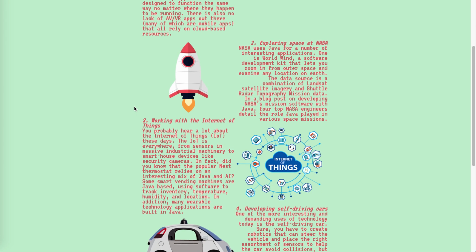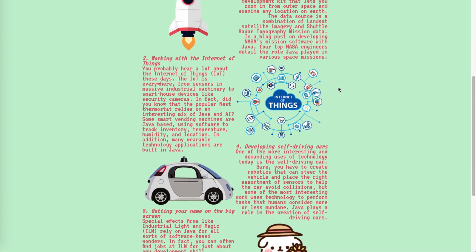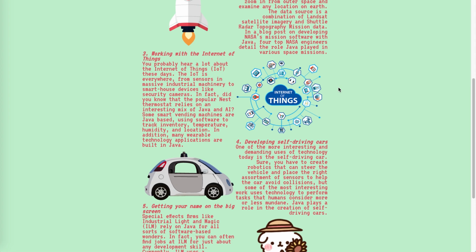Exploring space at NASA. So NASA uses Java for a number of interesting applications. One is Whirlwind, which is a software development kit that lets you zoom in from outer space and examine any location on Earth. The data source is a combination of Landsat satellite imagery and shuttle radar topography mission data. In a blog post on developing NASA's mission software with Java, 4 top NASA engineers detail the role Java played in various space missions.